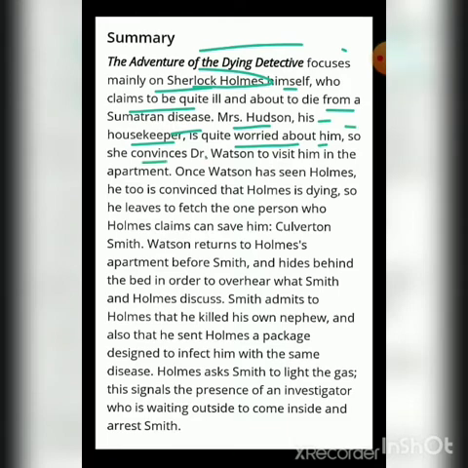So she convinces Dr. Watson. Now, who's Dr. Watson? Dr. Watson is also a main character, a good friend to Sherlock Holmes, and he's a doctor. So she convinces Dr. Watson to visit him in the apartment, and whose apartment? Dr. Watson visits Sherlock Holmes' apartment because he's a good friend, and he's going to check what has happened, or what disease he's suffering from. Once Dr. Watson has seen Holmes, he too is convinced that Holmes is dying, so he leaves to fetch the one person who Holmes claims can save him, and that person is Culverton Smith.